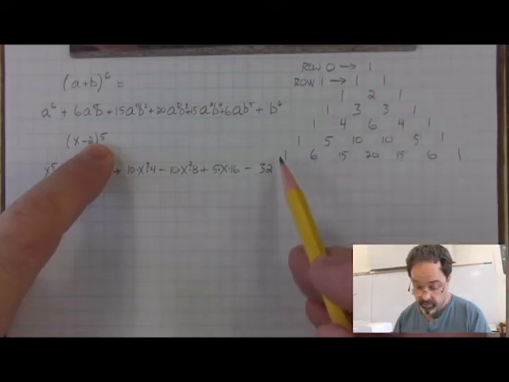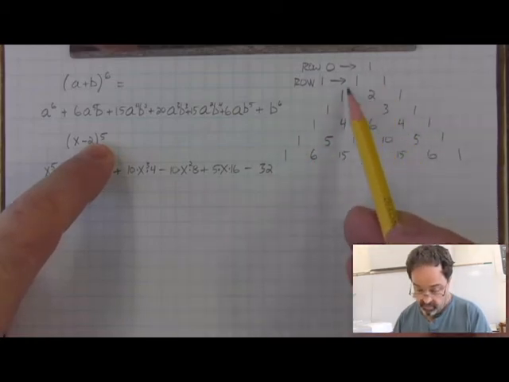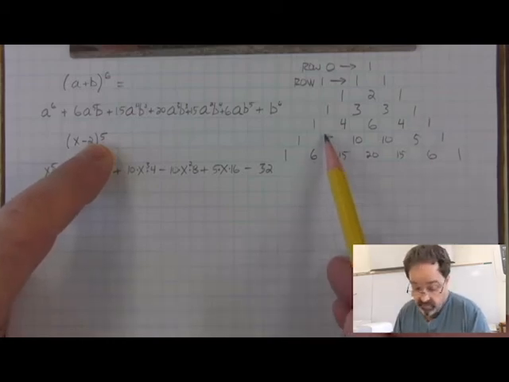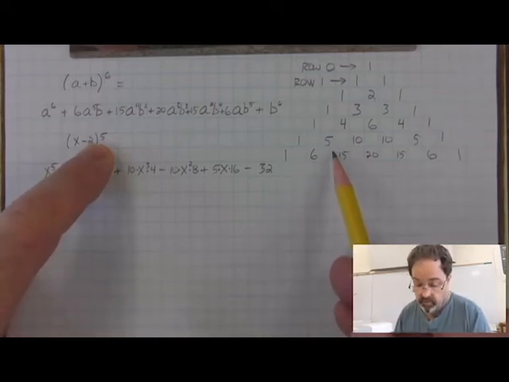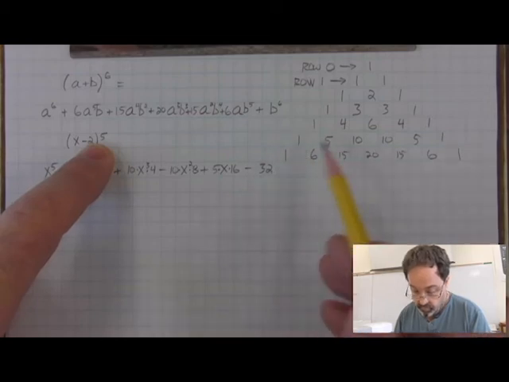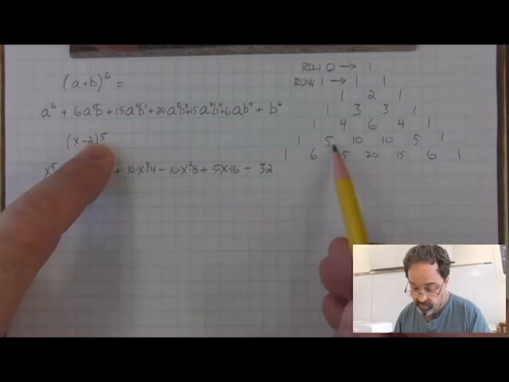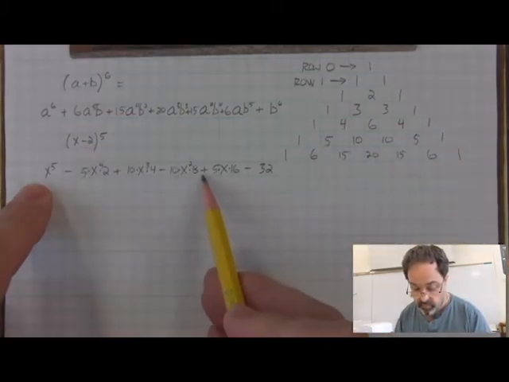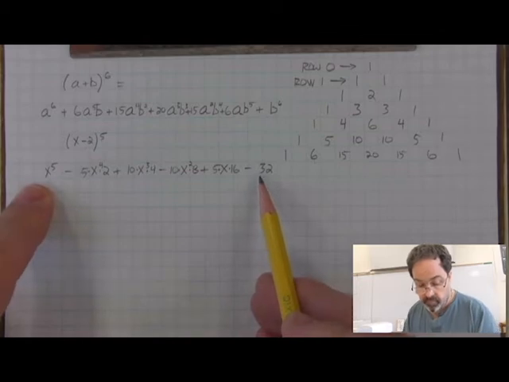I know it because I can see that in this pattern, the row number is always going to be the same as the second number in the row. So the row number is 5, and I use these coefficients, the pattern 1, 5, 10, 10, 5, 1, which are the coefficients that were used in this expansion.